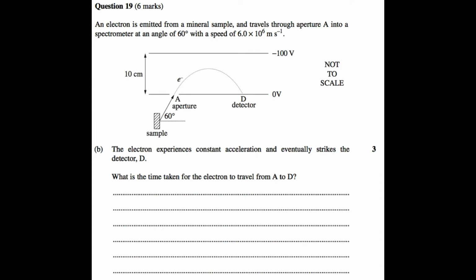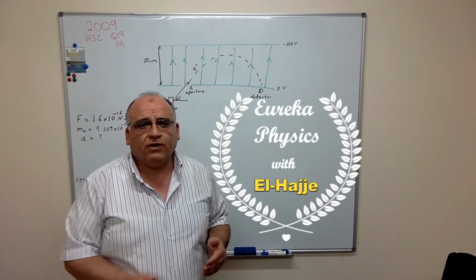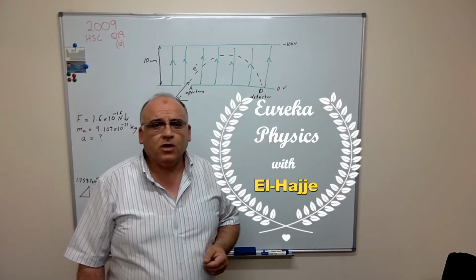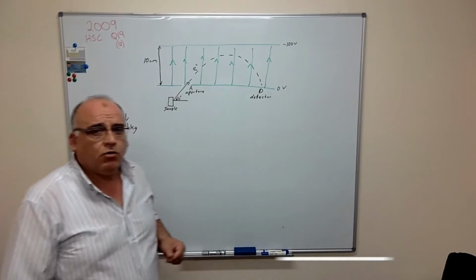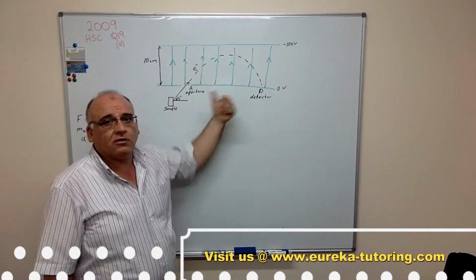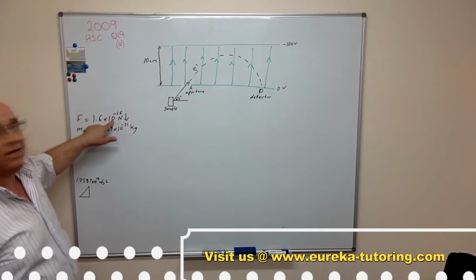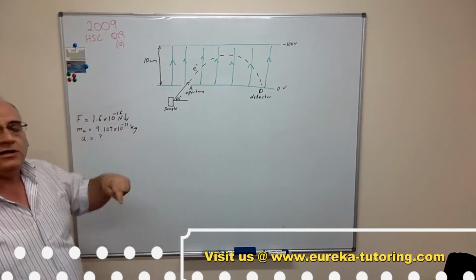Today we will look at a question from the 2009 HSC paper that deals with both projectile motion and electric fields. So let's begin. In the last video, we were looking at 2009 HSC question 19, and we were asked to find the force on an electron in an electric field, and that force we found to be 1.6 times 10 to the negative 16 newtons down.